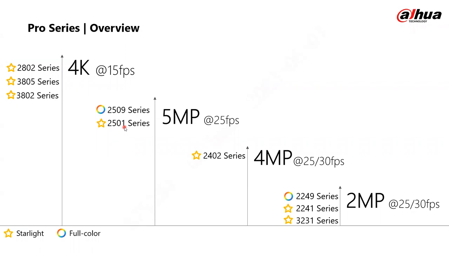So alongside that, for other categories in terms of product resolution, we have the following: 4K resolution or 8 megapixels at 15 frames per second. On the other end, for the 4K, we don't have the full color. We only have ones that support different functions, for example, the Starlight function.